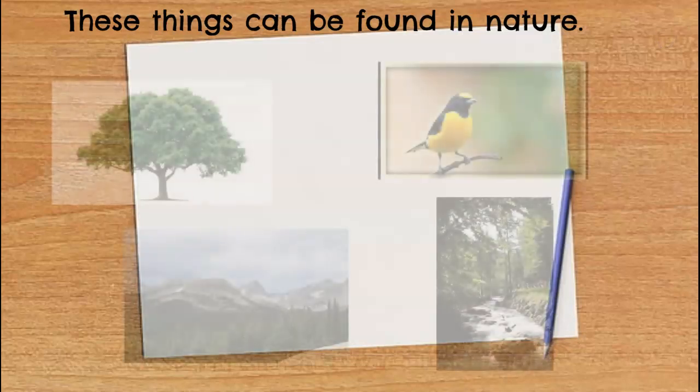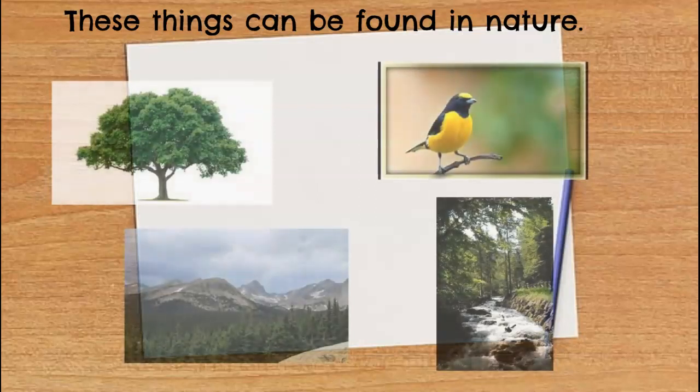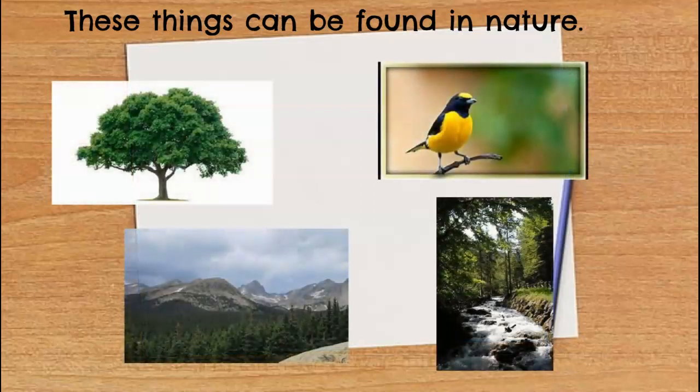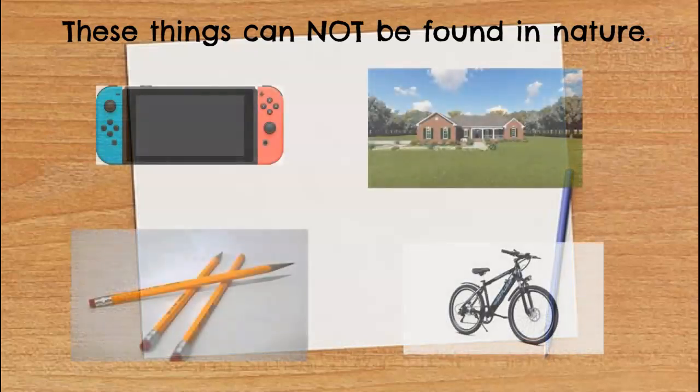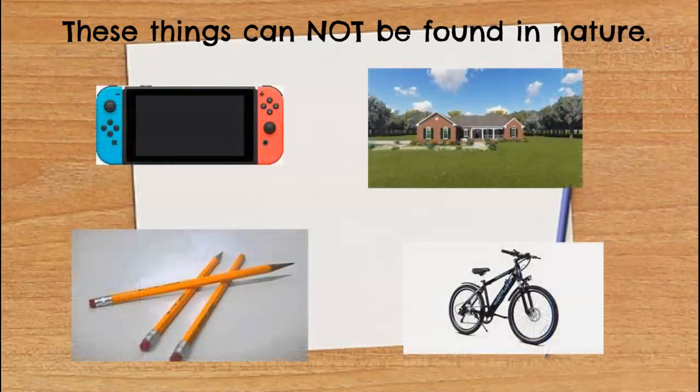Some of those things might be trees, animals, mountains, and waterways like streams and rivers. There are also things that cannot be found in nature. That means that somebody had to make them or build them. Things like your video game console, your home, pencils, and other tools, and something that you might use to get around, like a bike or a car.